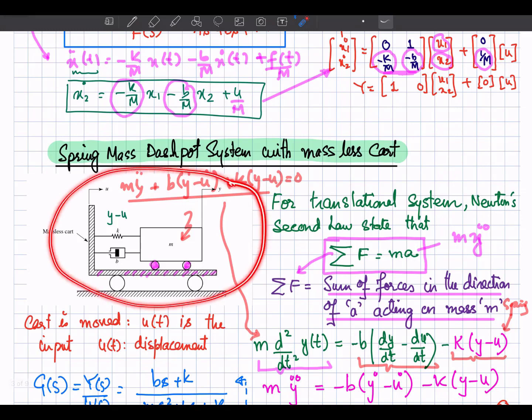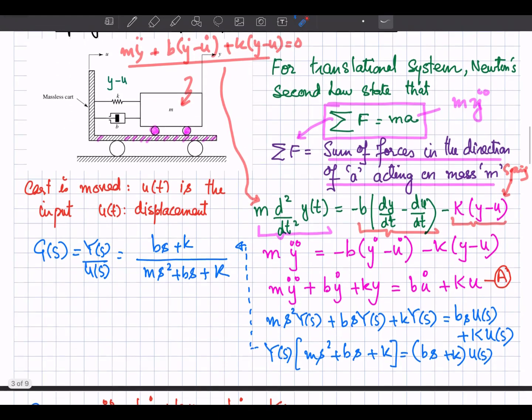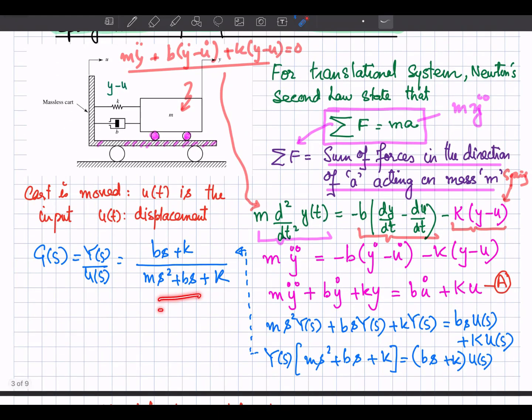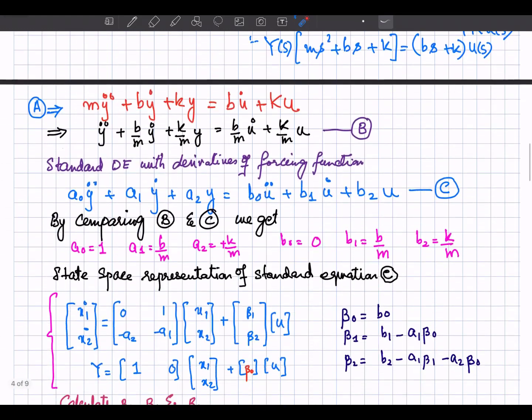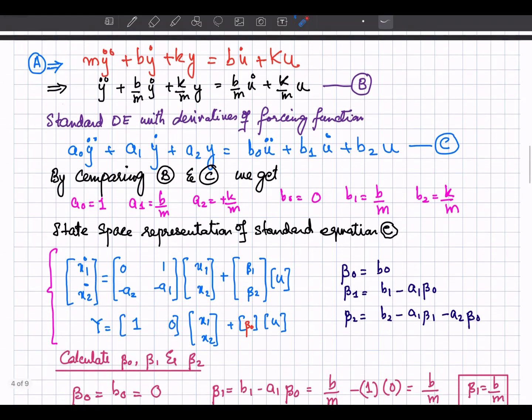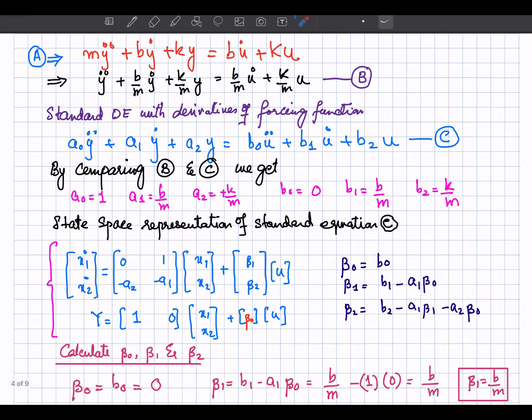So we have discussed the transfer function for this mechanical system, which was derived by writing the differential equation defining the system, and then we have seen how we can develop the state space representation for this mechanical system. So we have seen all the three forms which we have discussed in the previous videos: state space representation, transfer function representation, and the differential equation representation.